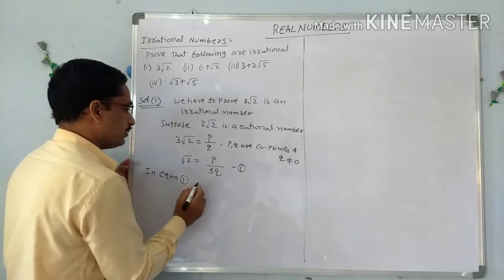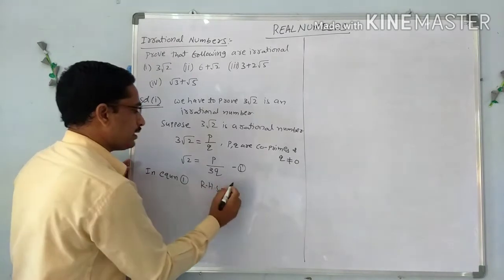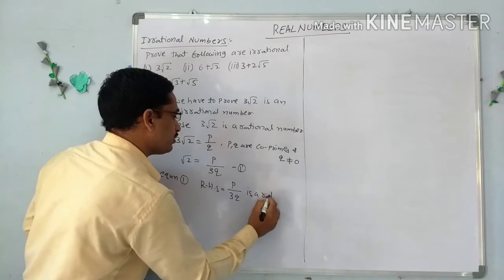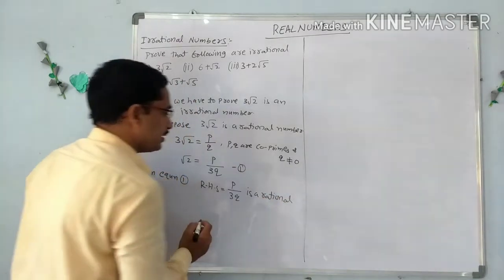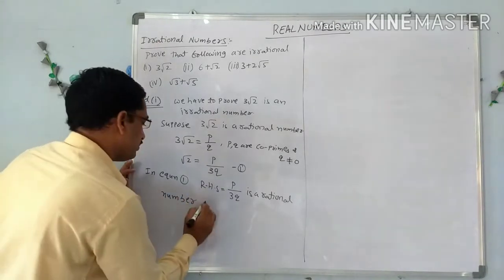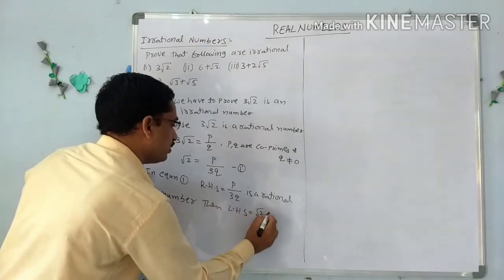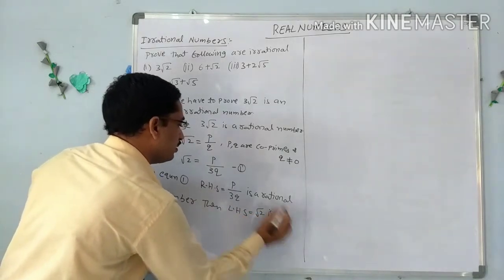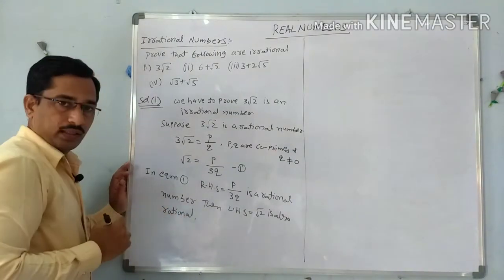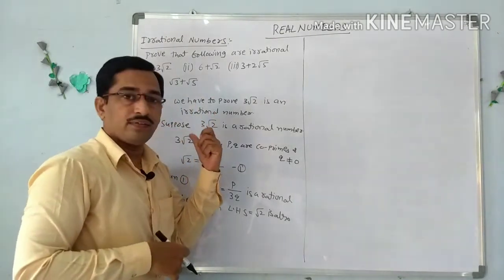Means in equation 1, RHS, p by 3q is a rational number, then LHS, root 2, is also rational, but we already saw the definition. We already discussed the definition of irrational numbers.